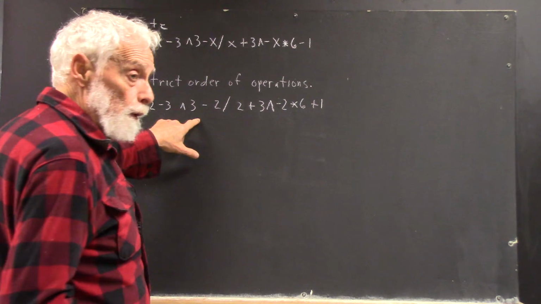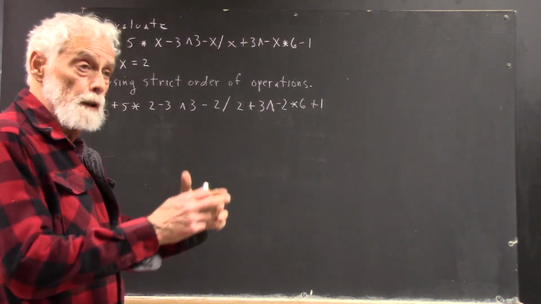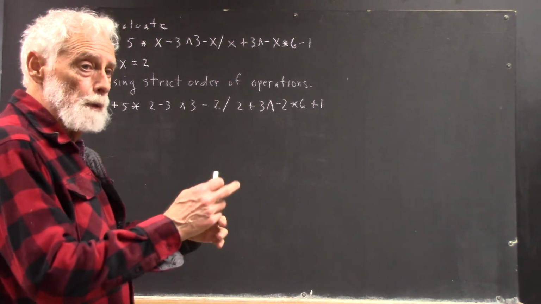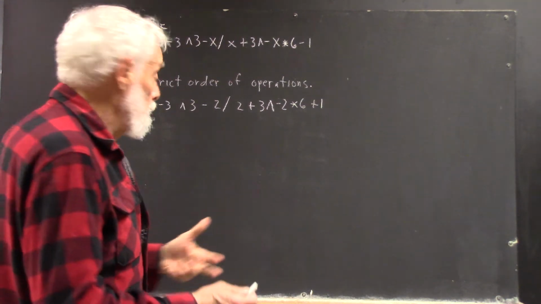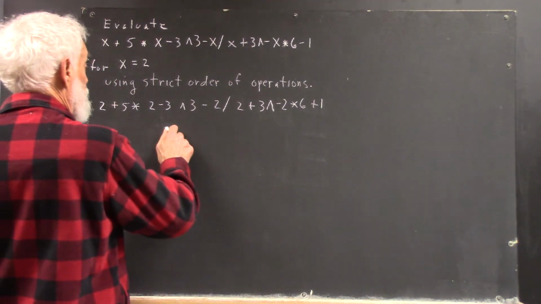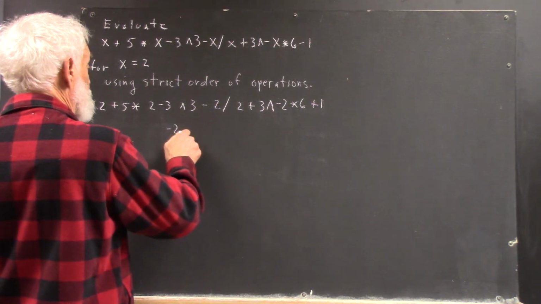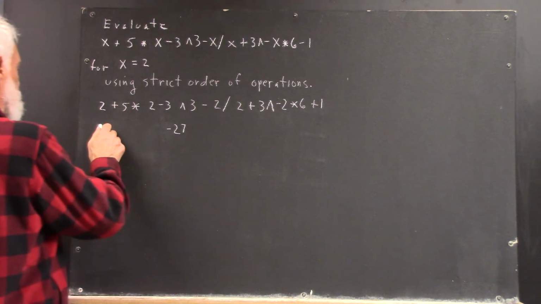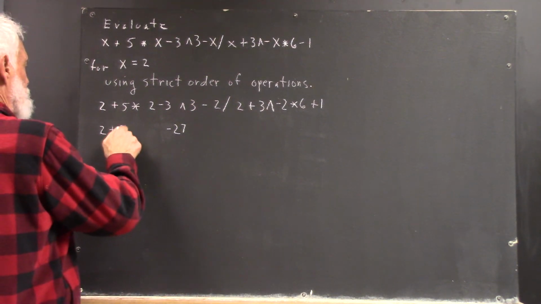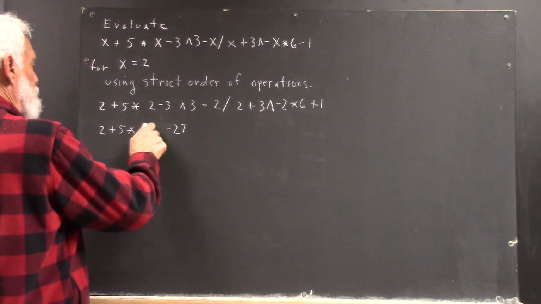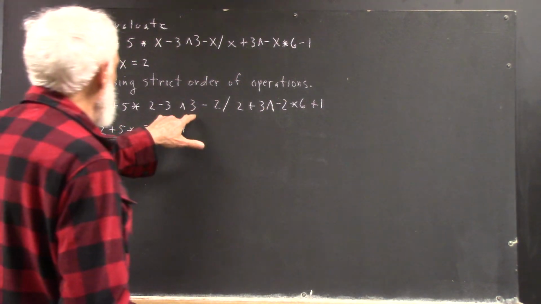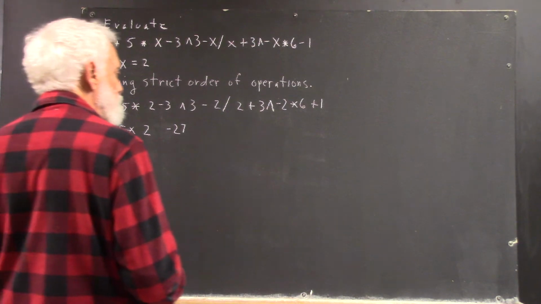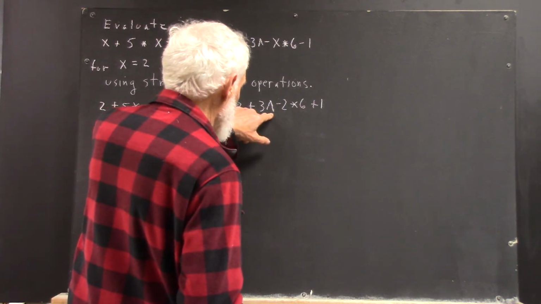Well, negative 3 to the third power is negative 3 times negative 3 times negative 3. Negative 3 times negative 3 is 9. Multiply that by negative 3, you get negative 27. So this term here is now minus 27. And then in front of that, we're going to have the 2 plus 5 times 2, and the whole minus 3 times 3 to the third is negative 27. And then we do this exponentiation.